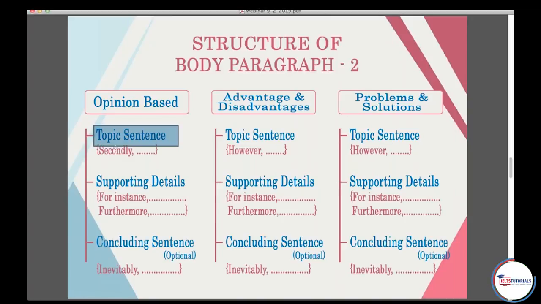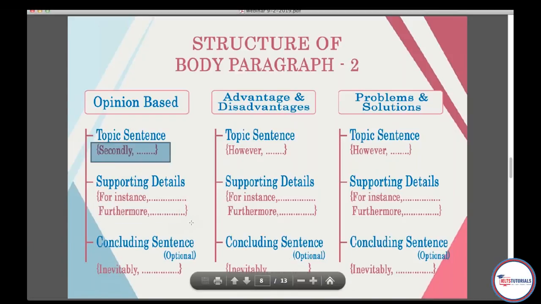As you are thinking of extending your statement, you have to use the word secondly and write it. Coming to the second sentence in body para 2, what you have to write? Just supporting details should be given. Like for example, for instance, write an example for that supporting point. And if you want to give one more supporting point, you can give it using the word furthermore. And the concluding sentence is optional.